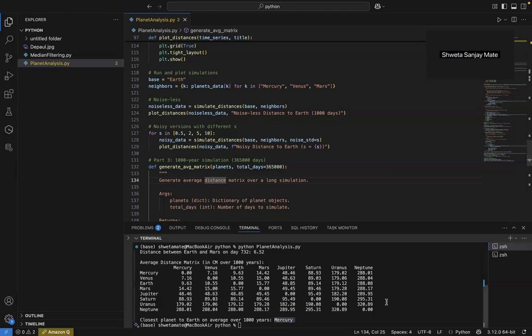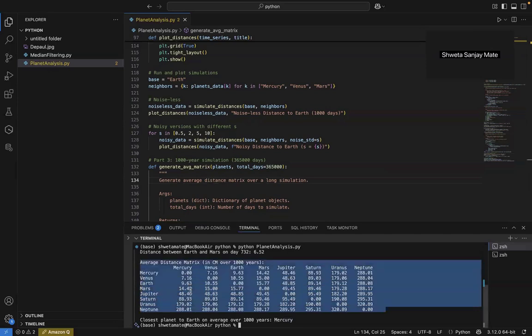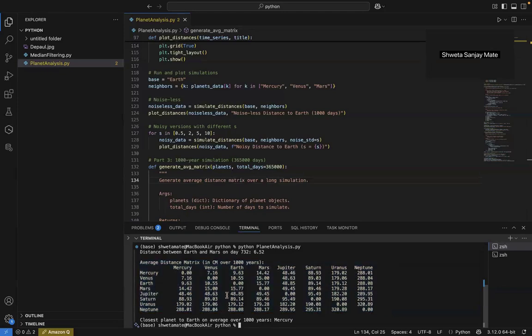Here's the sample output that I was explaining. So you can see the 8 by 8 matrix over here. I then looked at the row for Earth and found the smallest average distance, excluding Earth itself. Based on the 1,000-year simulation, the closest planet to Earth on average over 1,000 years is Mercury.